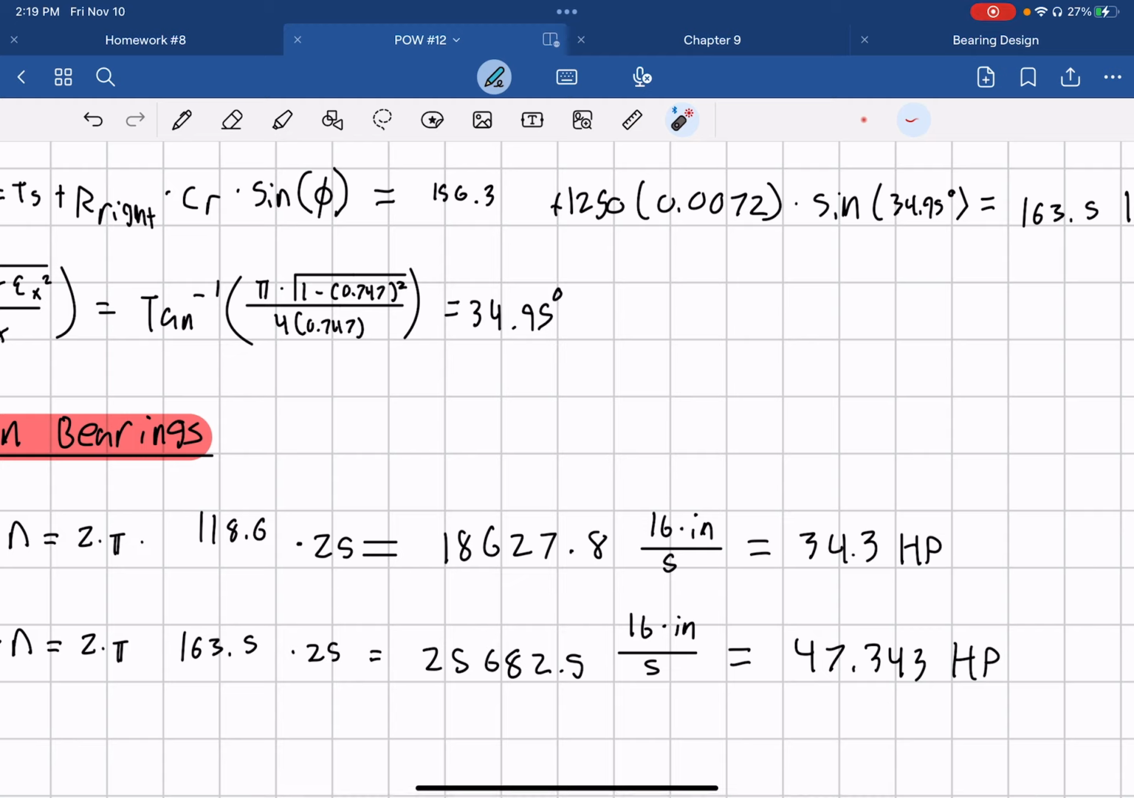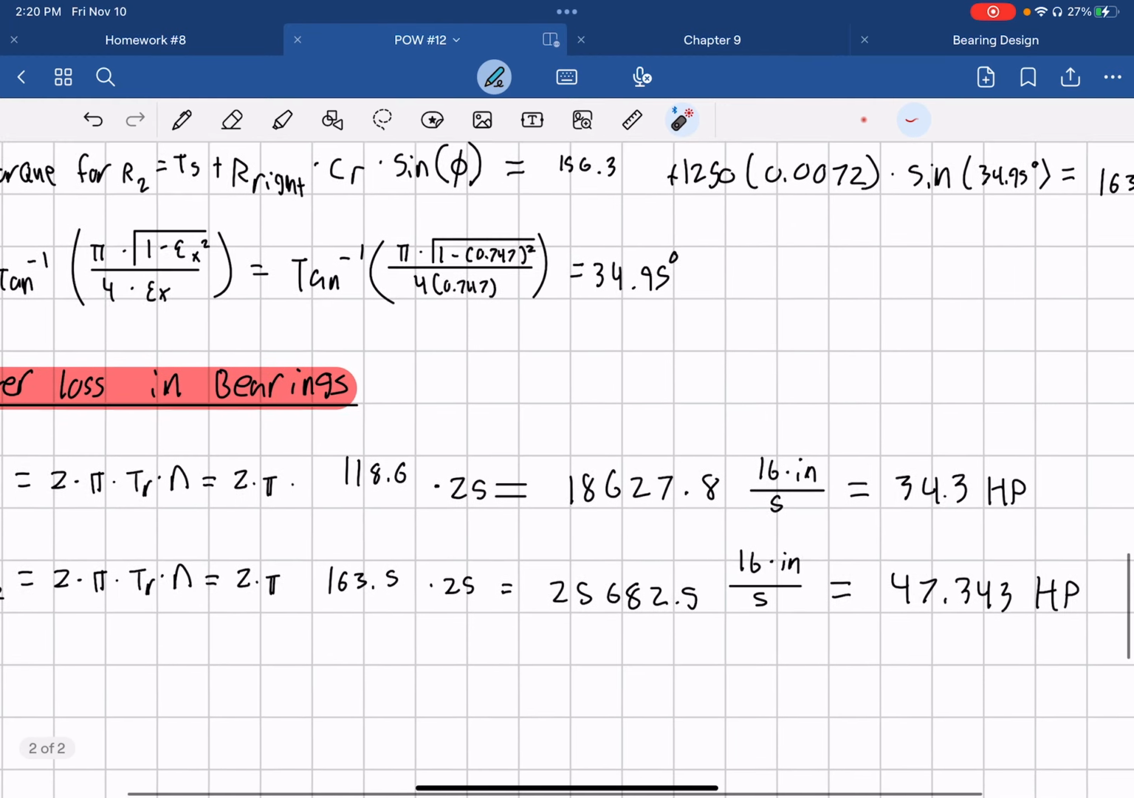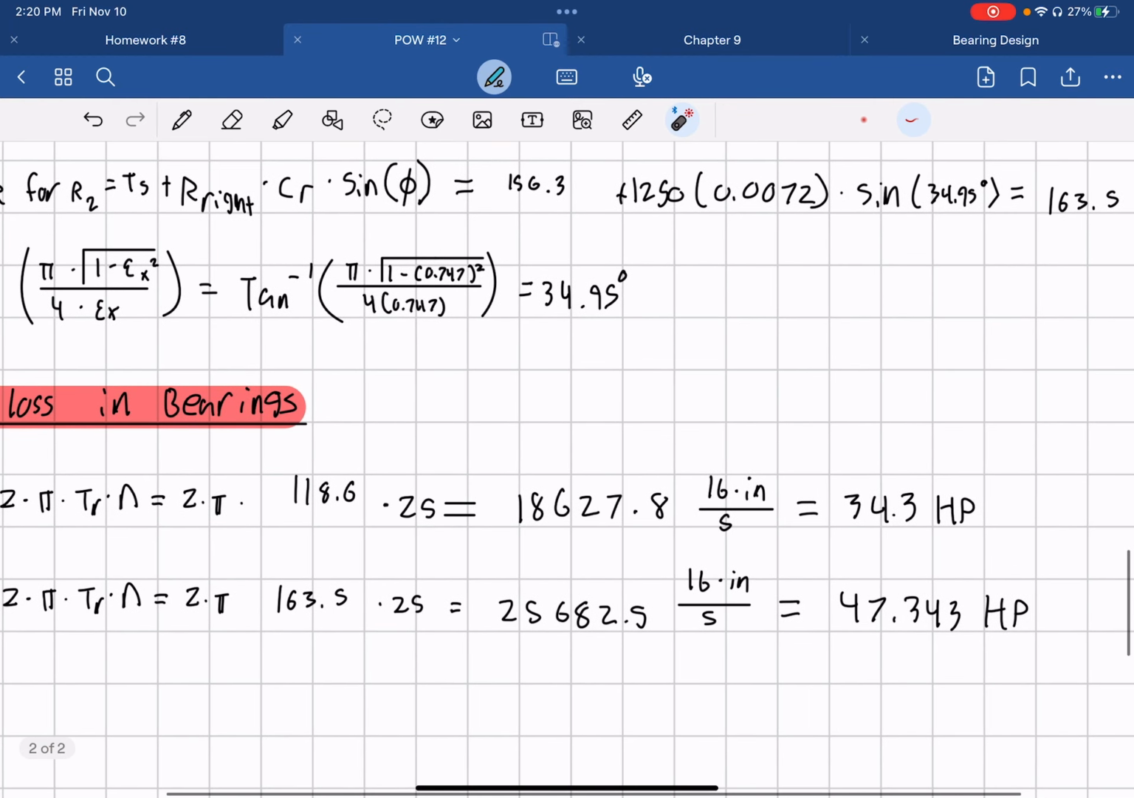And then I took the liberty of converting this to horsepower, so it's an easier unit to reference. So 34.3 horsepower, as well as 47.343 horsepower for the second bearing. And then after that, you should be good to go now that you're able to solve everything.